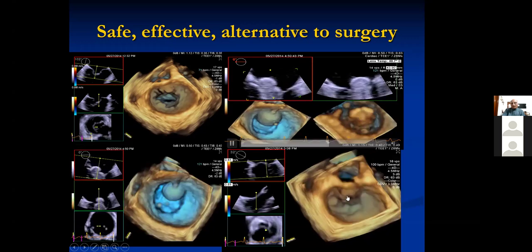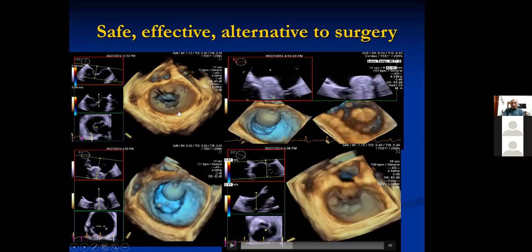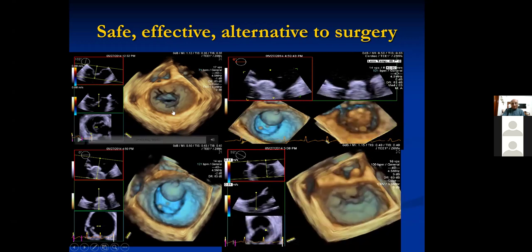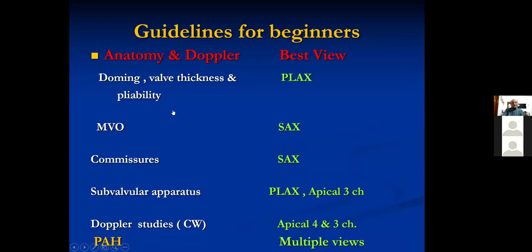So you can see a good result after a balloon mitral valvotomy and from an initial phase from here. So for the beginners: doming, wall thickness and pliability, parasternal long axis. Mitral orifice area, short axis view. Commissures, short axis view. Subvalvular apparatus, PLAX and apical views. Doppler studies, apical 4 and 3 chamber.